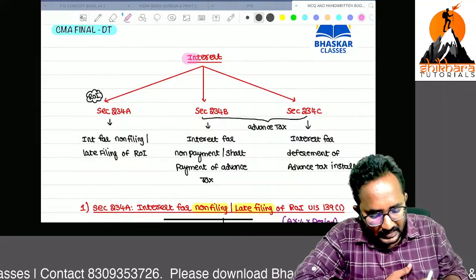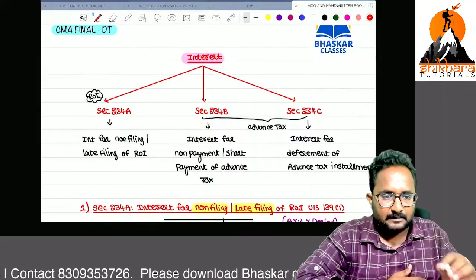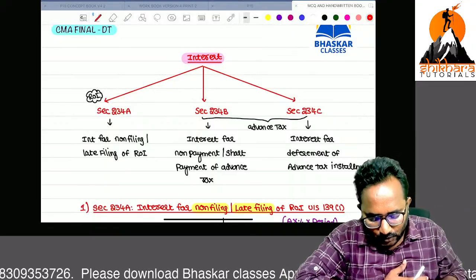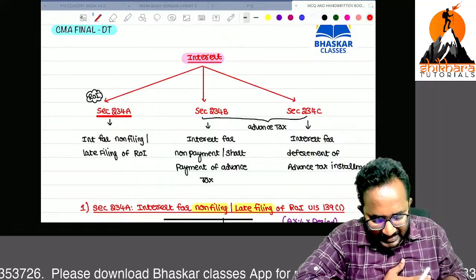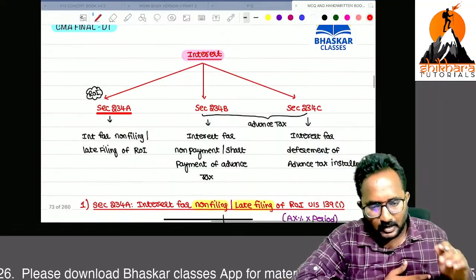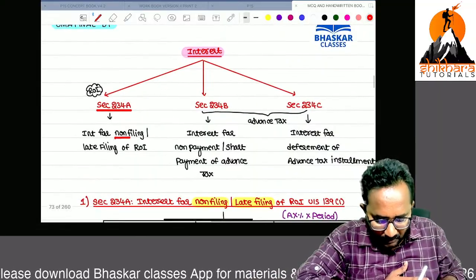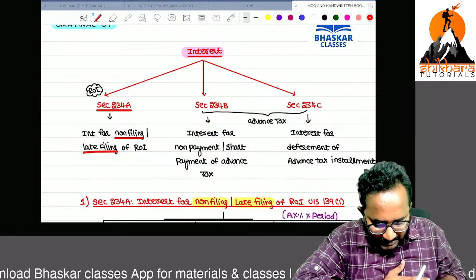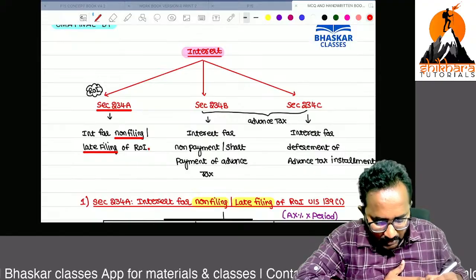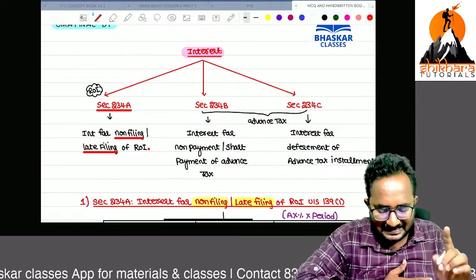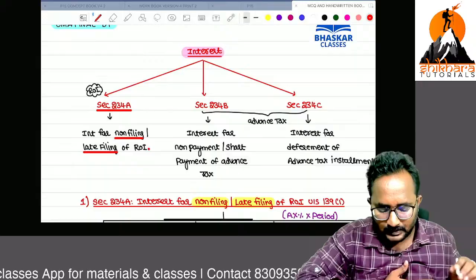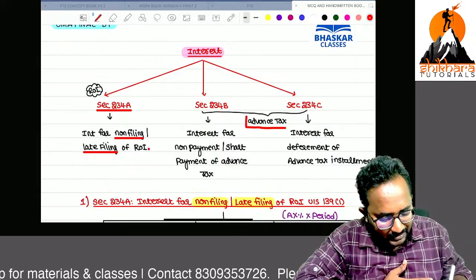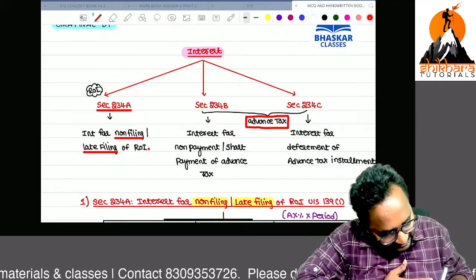Now, interest related provisions, the most important ones we have are 234A, B, C. 234A interest is related to the return of income. If you have not filed the return of income at all, or if you file the return of income late after the due date, you are required to pay interest under section 234A. And 234B and 234C are related to advance tax.